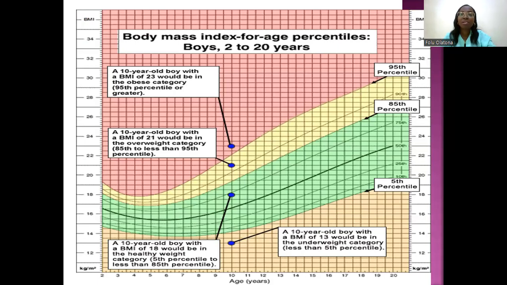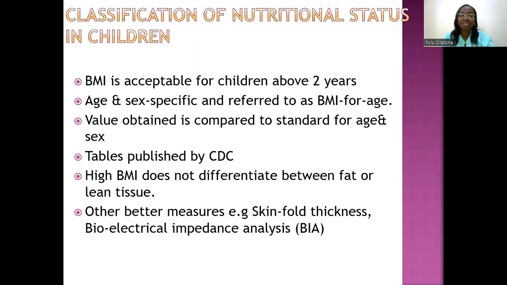Somebody's answering: road to health. Okay, so this is the BMI chart. You see there is a bit of difference. It's different from weight for age, height for age, that is for children below 2 years. This is for children aged 2 to 20 years. That's the chart that is acceptable for children 2 to 20.